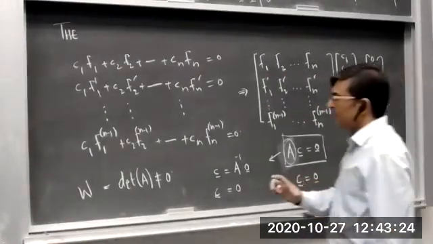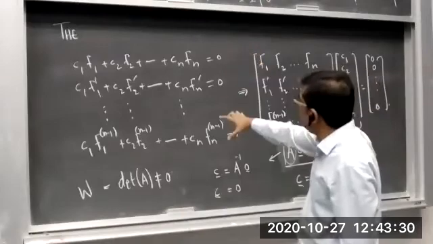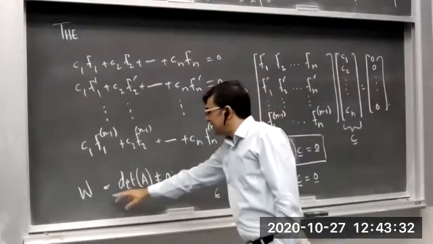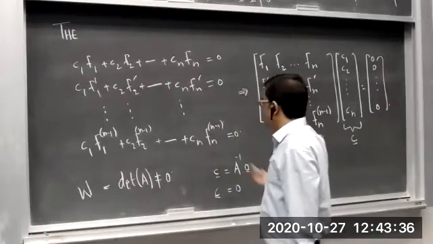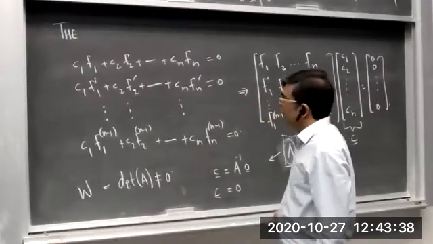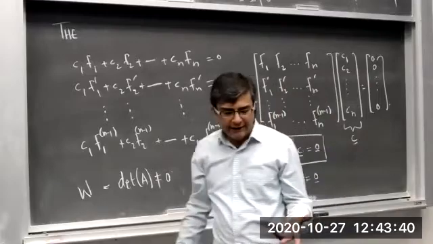I hope you get it. Where do we get this Wronskian? And why we are saying that the determinant of this Wronskian should not be zero for all values of x, for the functions to be linearly independent.